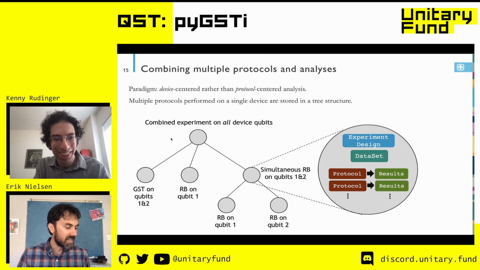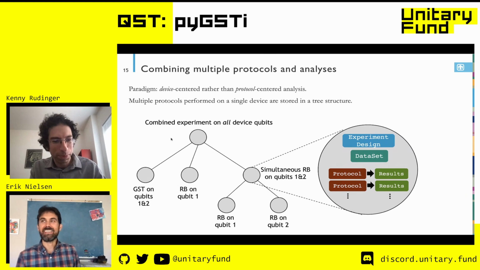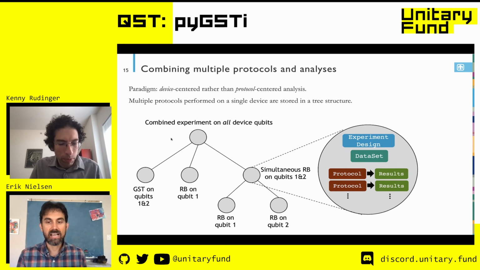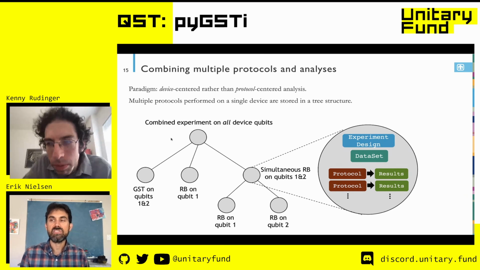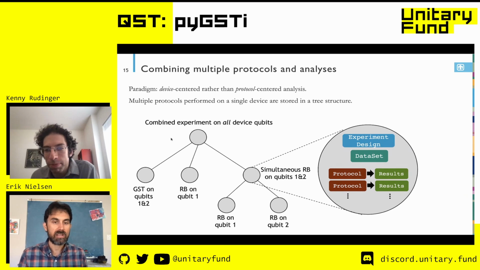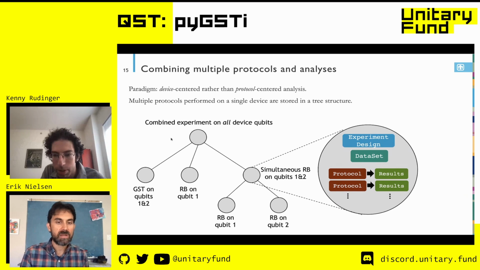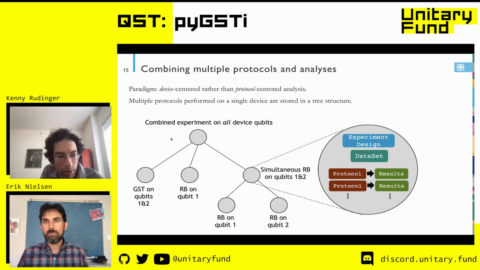One of the great things, and one of the newer things in pyGSTi, is an ability to run multiple protocols, not just one. In all of the examples we've shown so far, we decided, well, we want to run gate set tomography, or we want to run randomized benchmarking. Which one do we choose? We could only choose one.